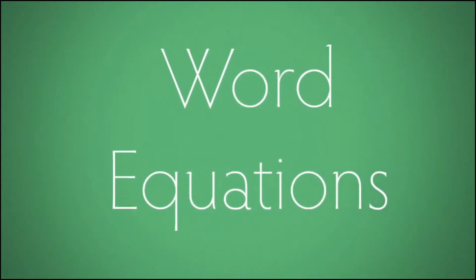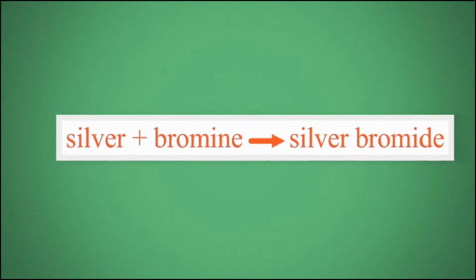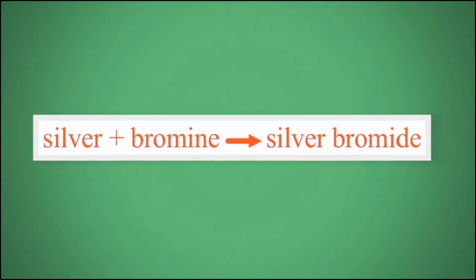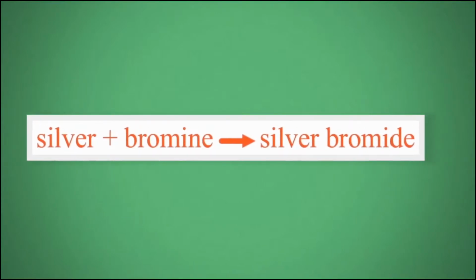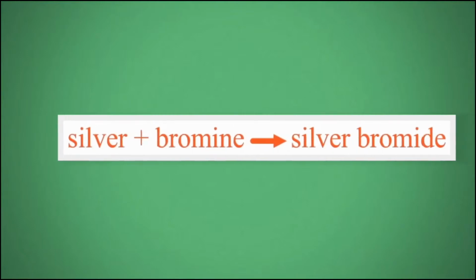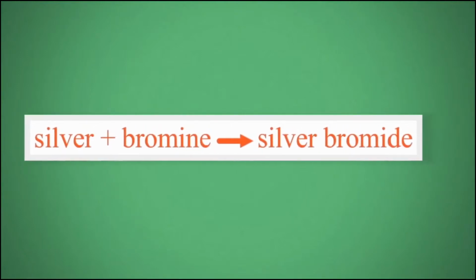The first way that a chemist can represent a chemical equation is called a word equation. A word equation simply uses the names of each element and compound in a reaction. The reactants are typically found on the left side of the equation and the products on the right. Usually when you see a plus sign, that means reacts with, and an arrow means produces.